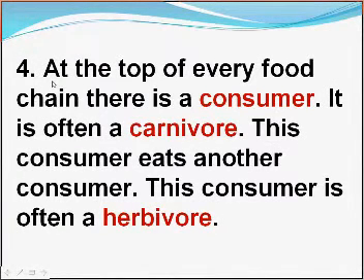Another fact is that we should know that at the top of every food chain there is a consumer. It is often a carnivore. This consumer eats another consumer, and this consumer is often a herbivore. So we knew that if we have a food chain, there is usually a consumer at the top of the food chain. A consumer is often a carnivore, and we'll explain the meaning of carnivore when we come to the vocabulary section. This consumer eats another consumer, and this consumer is often a herbivore.